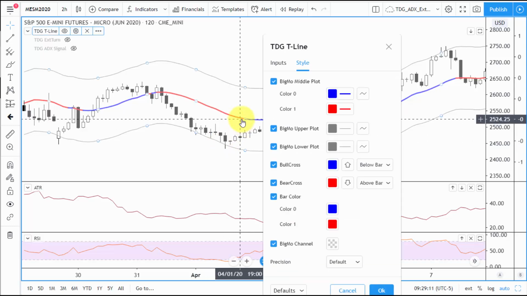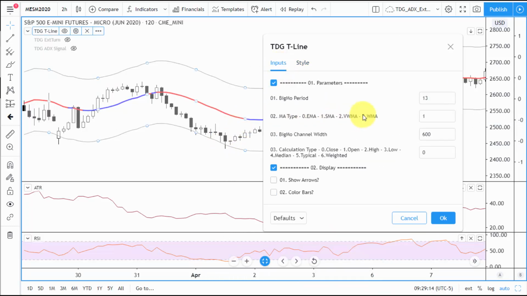Now let's go back in here and take a look at the inputs. You'll note that the default is set to 13. 13 is a Fibonacci sequence number, and that's where we come out on the default. The Big Mo channel width is currently set to 600. And then you'll note here the moving average type. Keep in mind, typically the default settings are 13, 1, and 300. If you come in and modify these on your own as you're doing some testing, go ahead and play with it. Find what suits your needs.